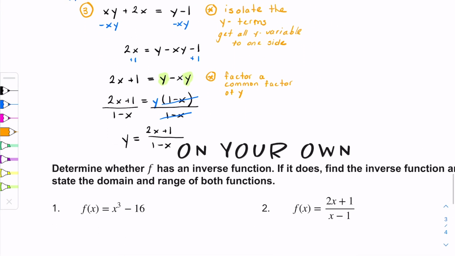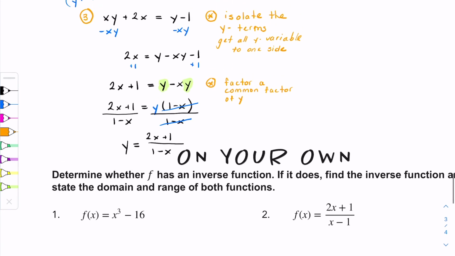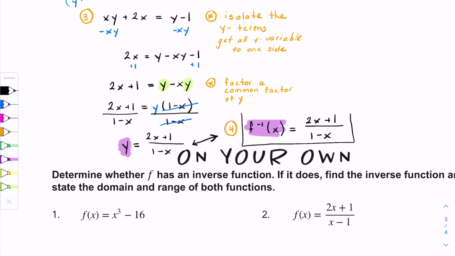All right, the last step in the description above says to just replace y with the correct notation for f of x. So for step 4, I am going to replace y with the notation the inverse of f of x is equal to. There's no mathematical difference between these two steps other than the notation that I'm using. So the inverse of f of x is equal to 2x plus 1 divided by 1 minus x. And this here is your final answer.